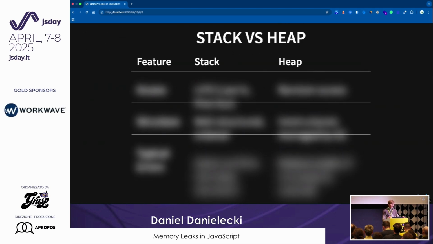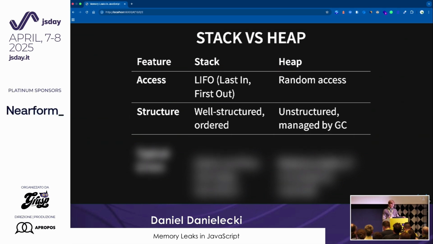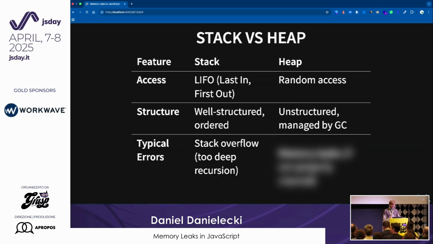On the second slide, we just said last in, first out. For heap, we are getting random access, so it's also a bit difficult to visualize the heap part. One is well structured, one not, as you can guess, and random is a bit unstructured. GC stands for? Bravo! Very sharp. Typical problems: Stack Overflow.